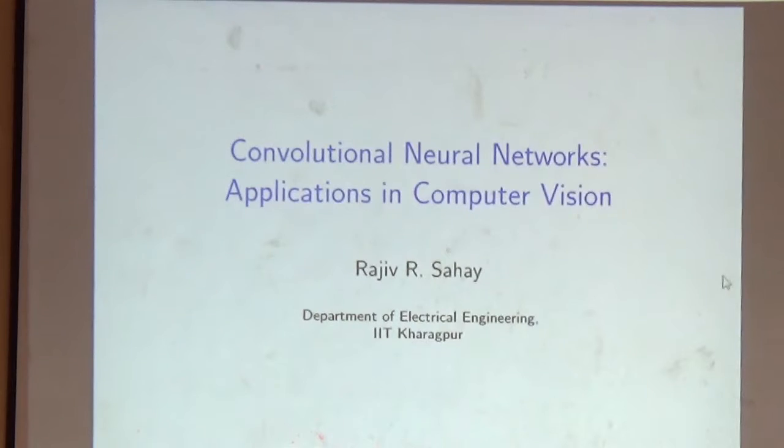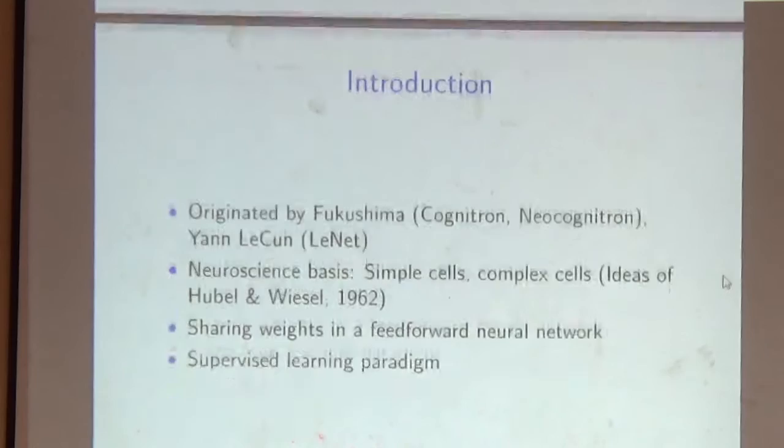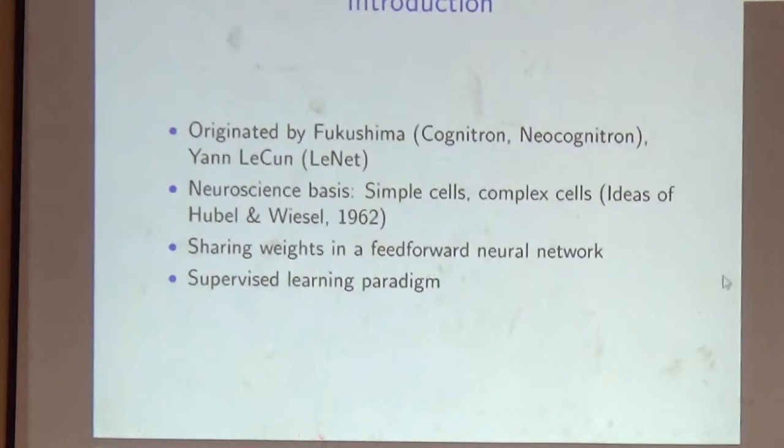So let me just start off by introducing what are convolutional neural networks. I will initially give background and motivation from visual neuroscience, and then come to the engineering aspects of convolutional neural networks. So let me just start with this slide where I acknowledge the inventors of CNN, or the ideas behind CNN, that is Fukushima, who gave the first model, neocognitron.